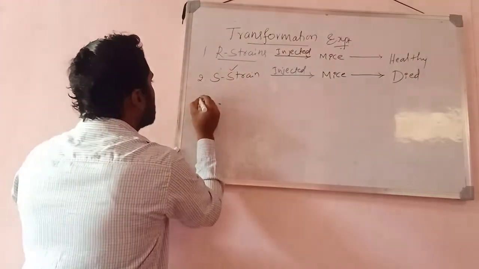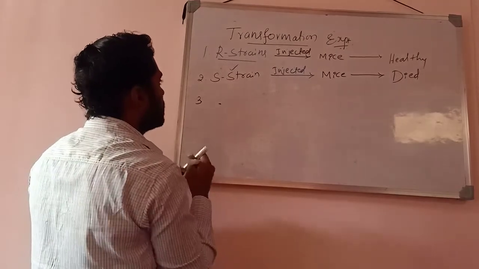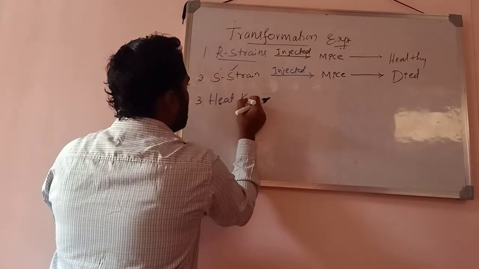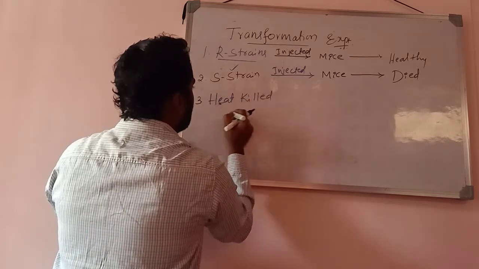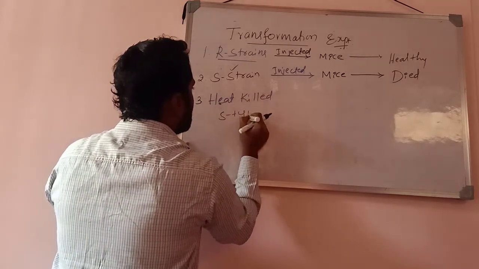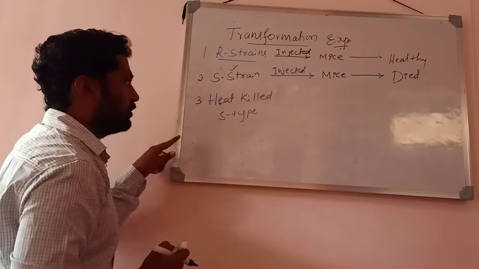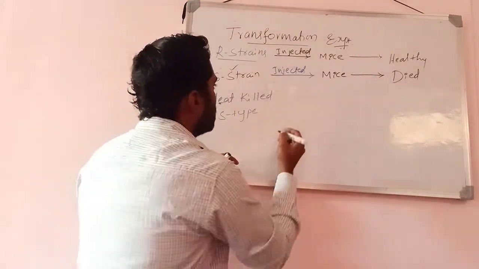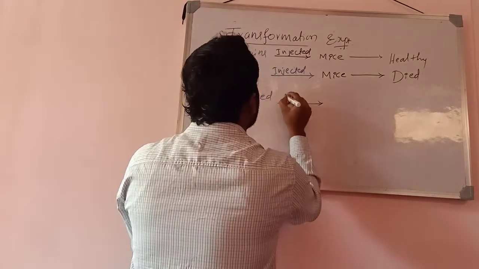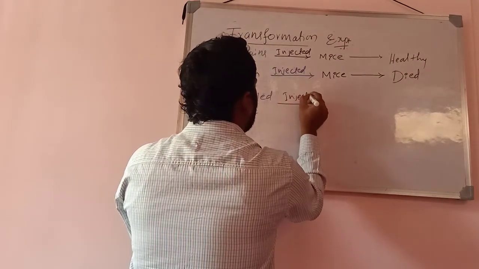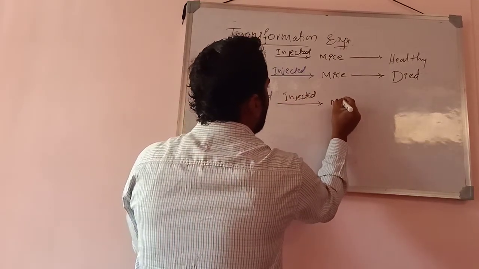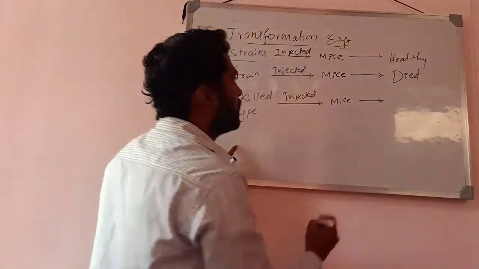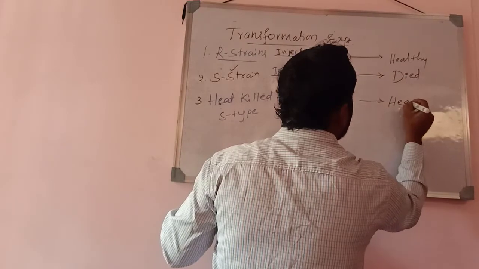In the third step, what did he do? He heat killed the S type bacteria. In the third step, he heat killed the S type bacterial cells. Then he injected them into mice. What happens here? He heat killed the S type of bacteria, and the mice remain healthy.